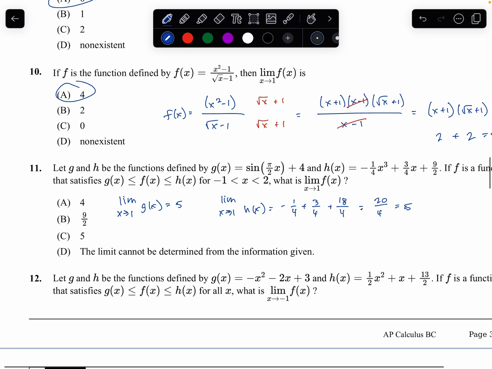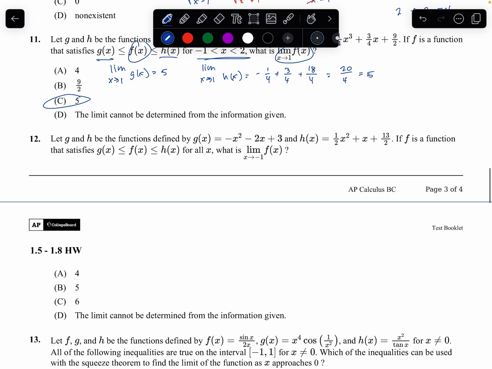So I've established that the limit as x approaches 1 of this function is 5, and for this function is also 5. Therefore, the limit of this expression has to be 5 as well, because we've sandwiched it between them, and within this interval anyways, so it has to be that as well.